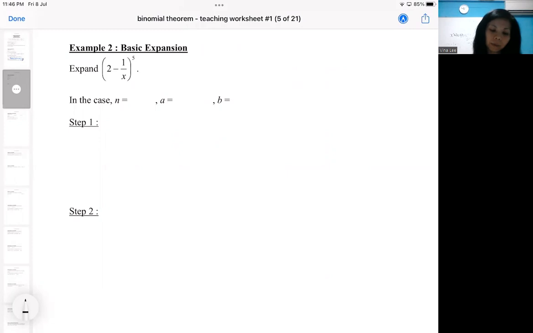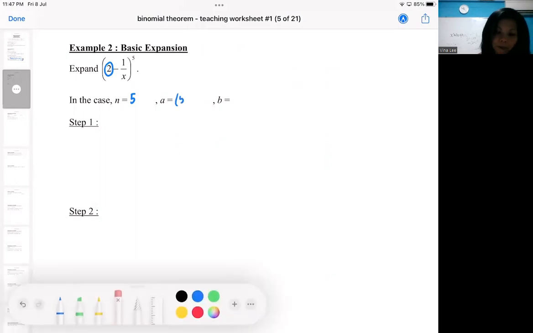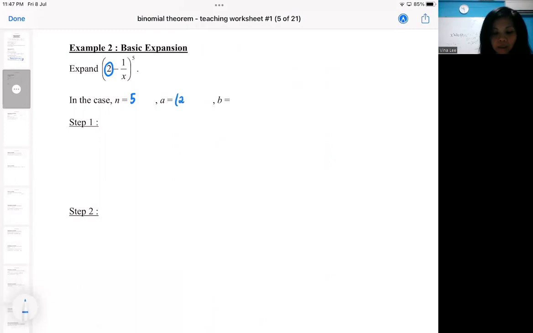So in this example, we are going to do the same thing, try to apply the binomial expansion. But in this case, if you take a look, our power is 5. Our A is a whole number, but my B is a negative.